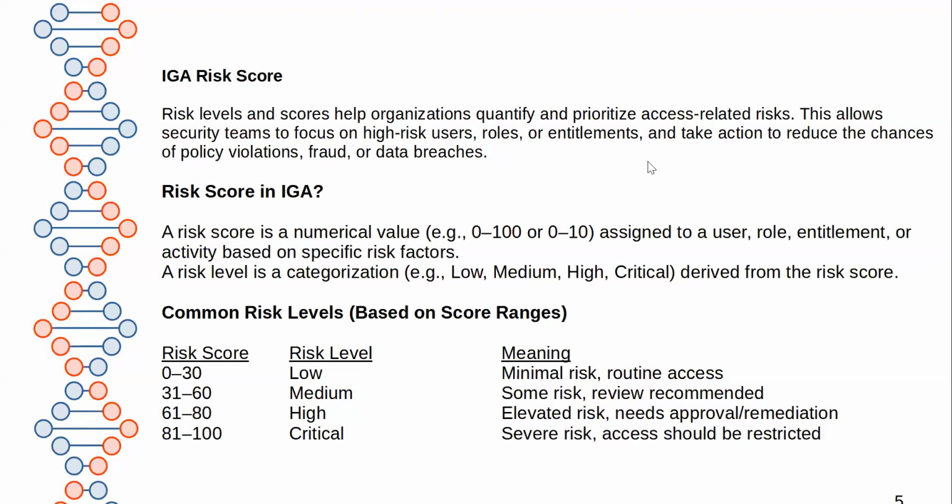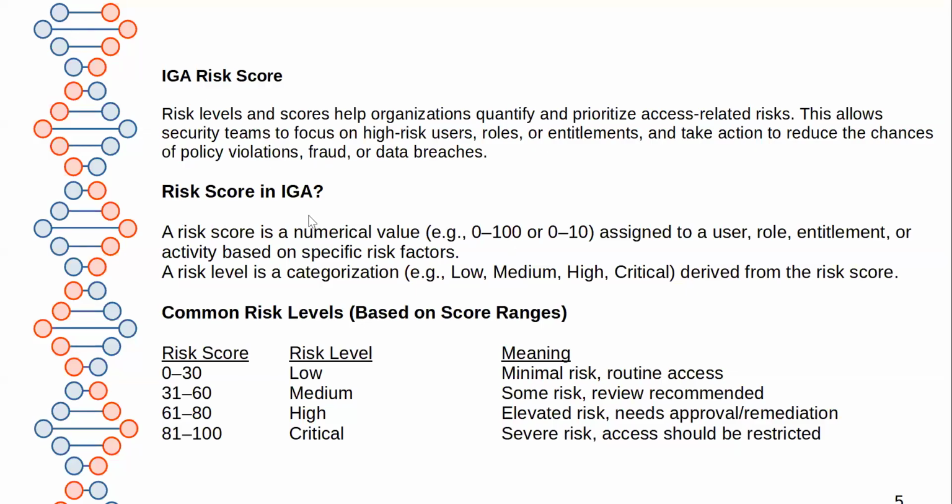A few important words are here which are very, very important. Quantify, prioritize, high risk users, high risk roles, and high risk entitlements. And this is to reduce the chances of policy violation. So this is what the usage and the risk score is all about.